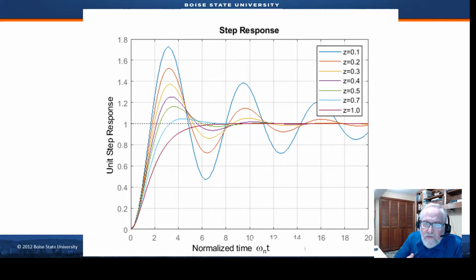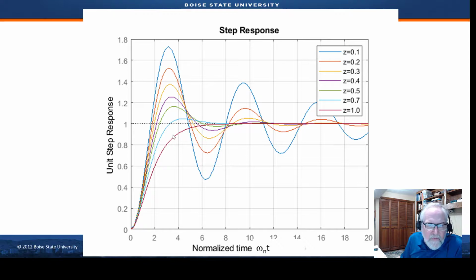And I did this for a family of zetas. And you see the blue line is zeta equal to 0.1, and you see a very high overshoot and a lot of oscillation, and down at the light blue line, it's zeta 0.7, you get just a bit of overshoot, and no oscillation. And at zeta equals 1, which is the critically damped case, you get no overshoot at all. So you can look at this and compare this to other responses, or you can recreate any response you want. Sketch any response you want.